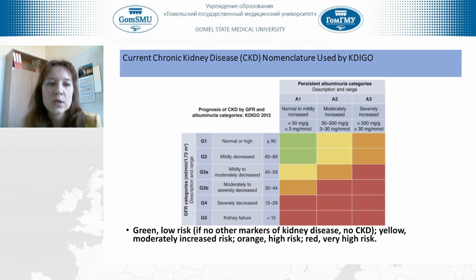And in color, green is low risk, no markers of kidney disease. Yellow is moderately increased risk. Orange is high risk. And red is very high risk.